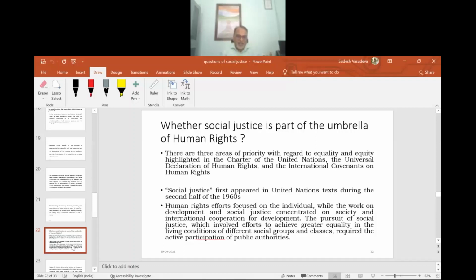What it gradually realized, the human rights movement led by the United Nations, is that without concentrating on social groups and classes who form the basic targets of human rights protection, you cannot speak about fulfillment of human rights without talking about social justice. So there was a realization in this aspect.